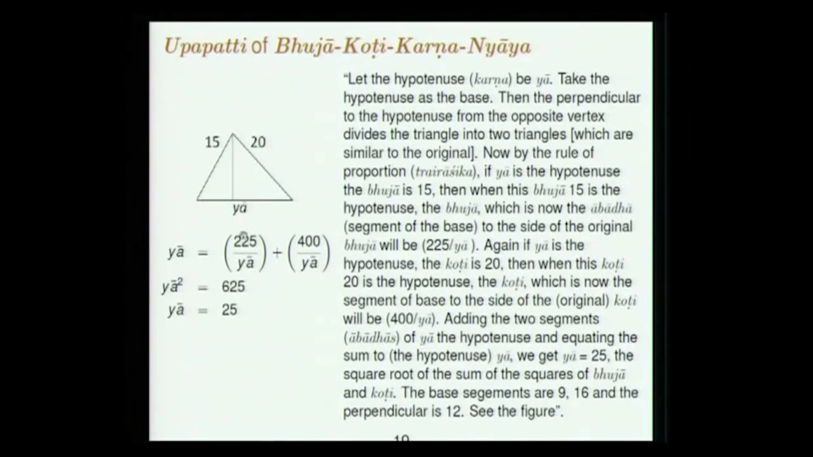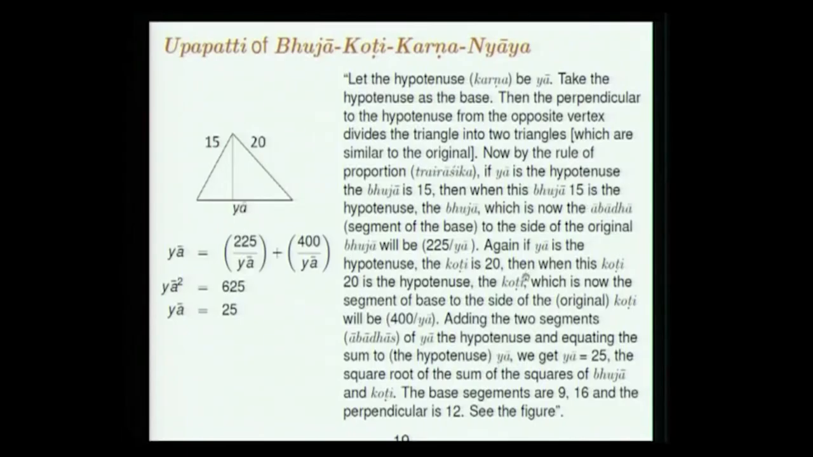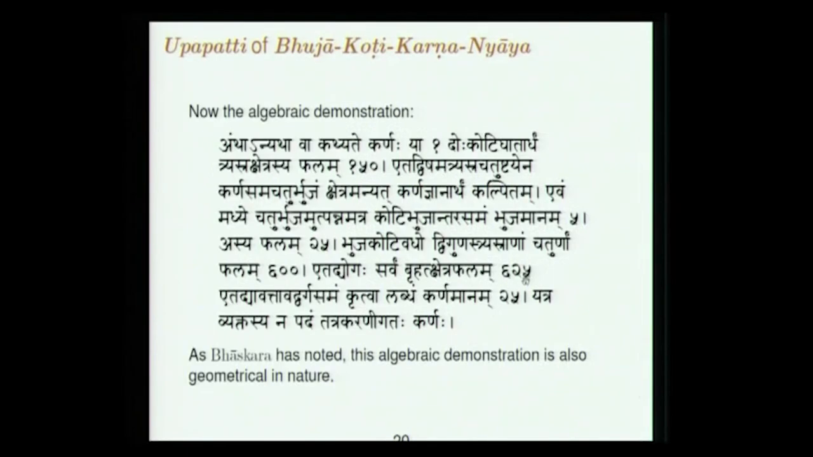So the abadha on this side will turn out to be 225 by ya, if this ya is the length of this hypotenuse. The abadha on this side is 400 by ya, square of this by this. So the hypotenuse itself is the sum of the two, and so you will calculate the base to be 25. This is the essence of the geometrical proof given by Bhaskara, and the argument goes like this using the Trairashika, basically the principle of similar triangles.